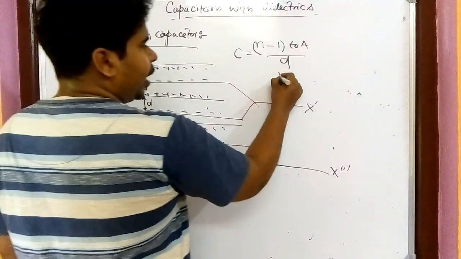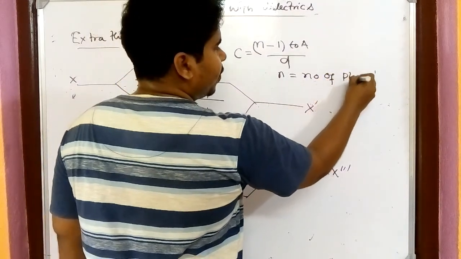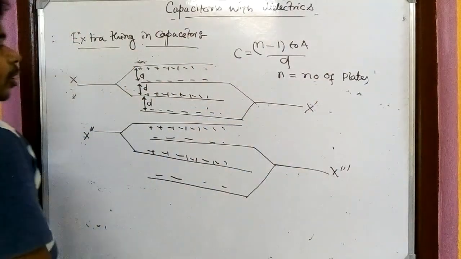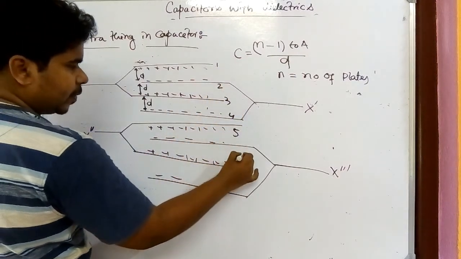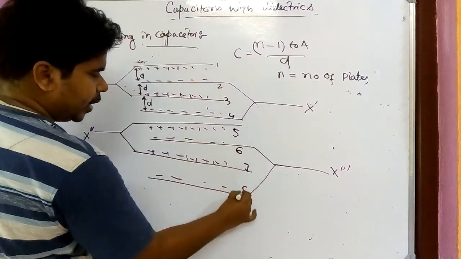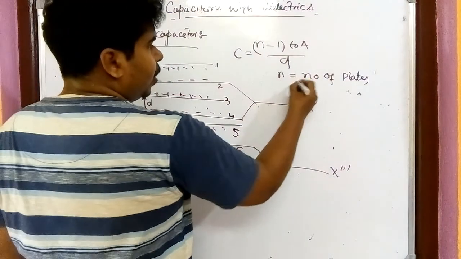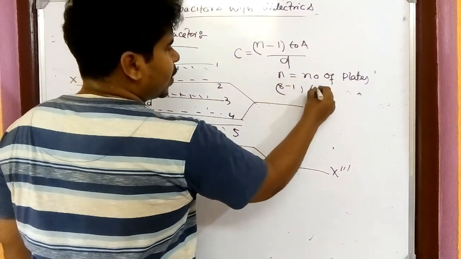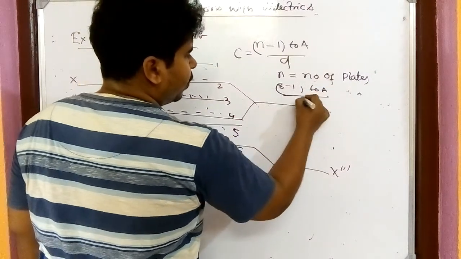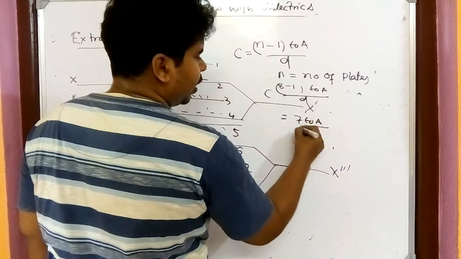What is n? N is the number of plates. So how many plates are there? 1, 2, 3, 4, 5, 6, 7, 8. Okay, so 8 plates are there. So for that case, it will be 8 minus 1 epsilon naught A by D. Okay, so it is 7 epsilon naught A by D.